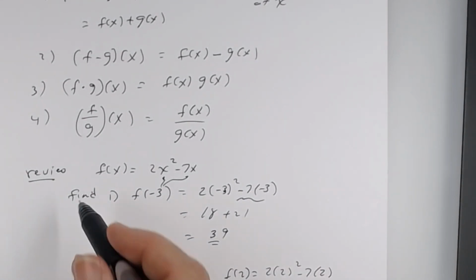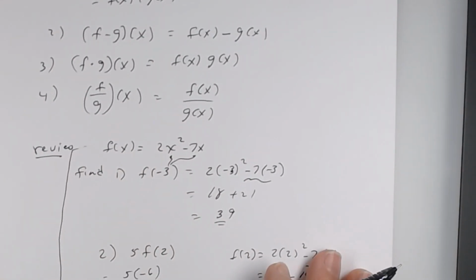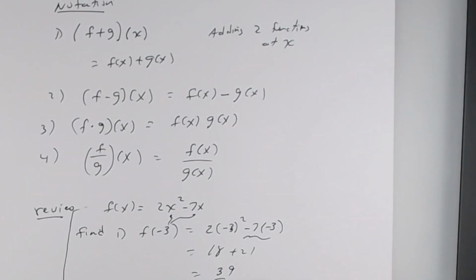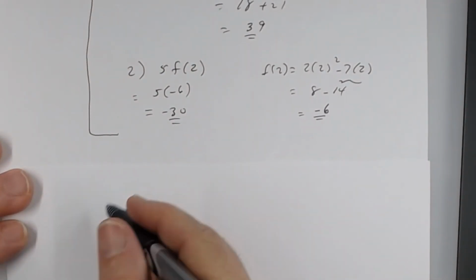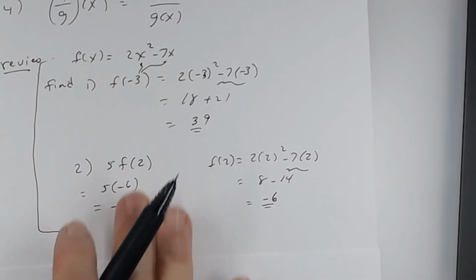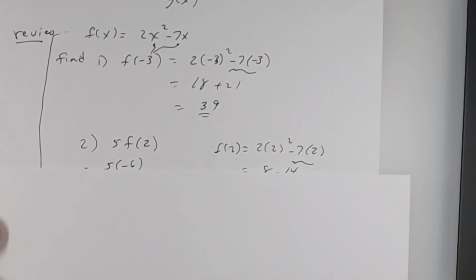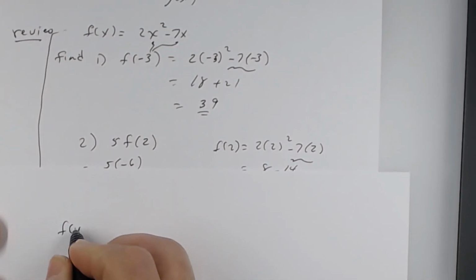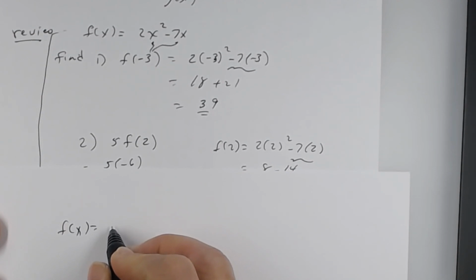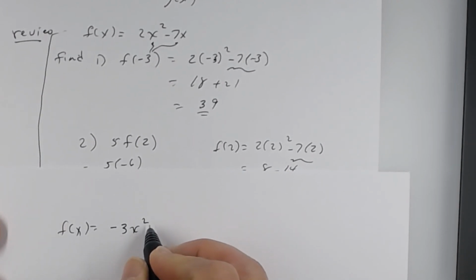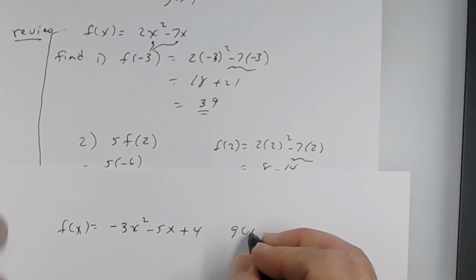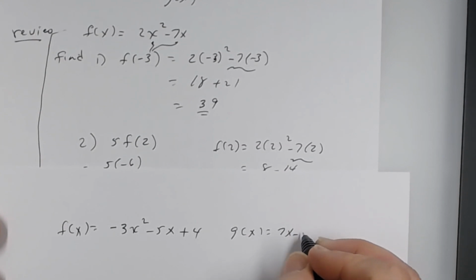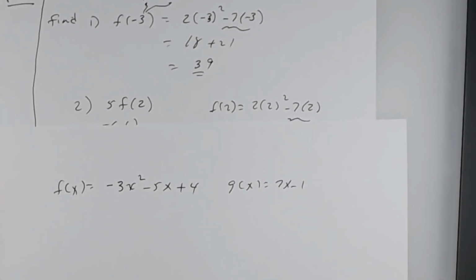All right, so that was a review for this part. Number 3 deals with the new stuff. Okay, number 3. Well, actually, let's go ahead and do 2 different functions. So let's do our functions different now. So let's suppose that f of x is negative 3x squared minus 5x plus 4, and g of x is 7x minus 1. So write those down. So that's f of x, and that's g of x.